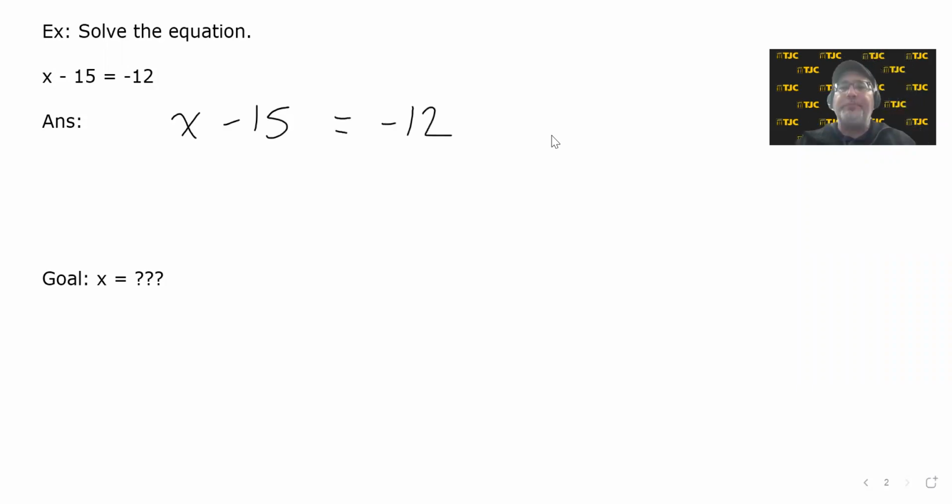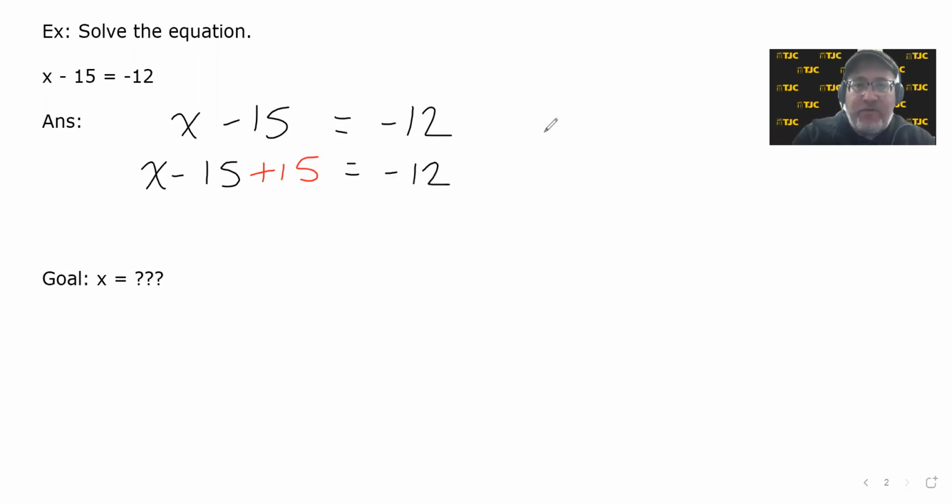Now, guess what basic move we're going to do? I'll give you a hint. To get a letter by itself, we have to undo what has been done to it. And what has been done to this x is 15 has been subtracted from it. So what's the opposite of subtracting 15? Adding 15. What we're going to do is add 15 to both sides of this equation. Because one of our moves is if we have two equal quantities, we have x minus 15 and we have negative 12, then we can add anything we want to both sides and preserve that equality. So we're going to add 15 to both sides.